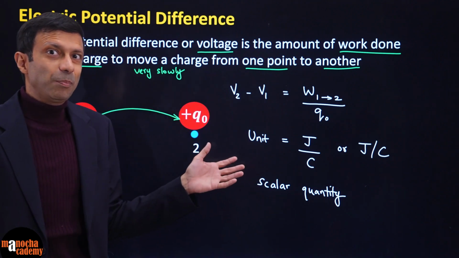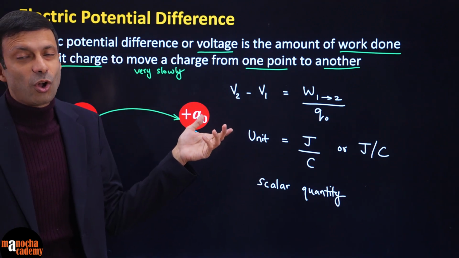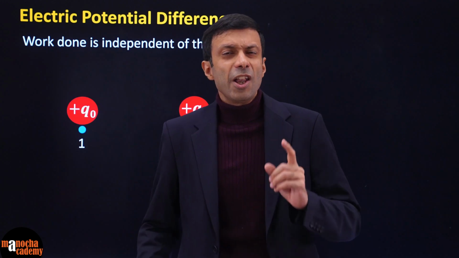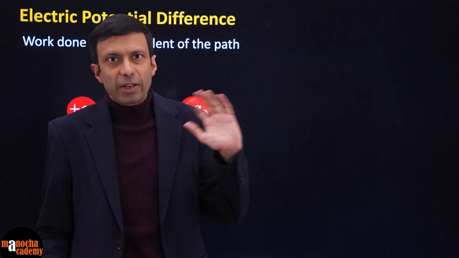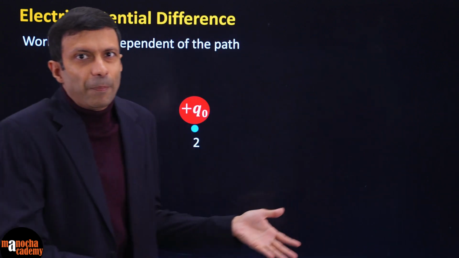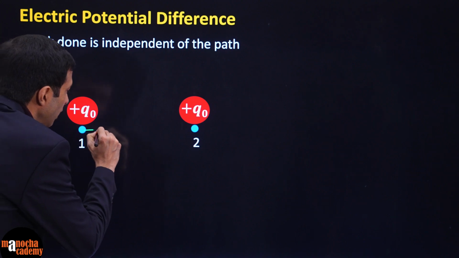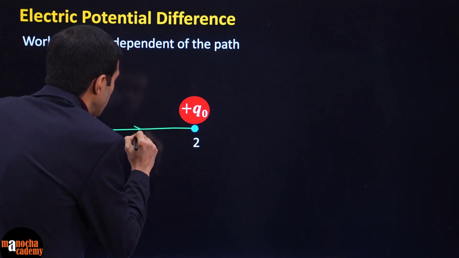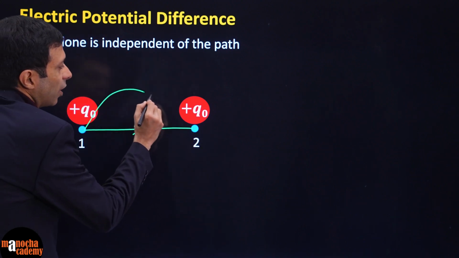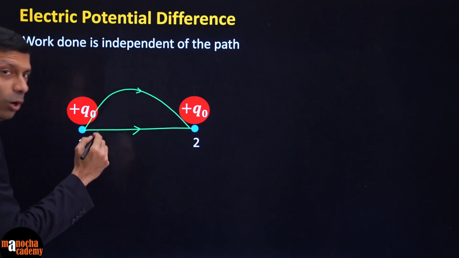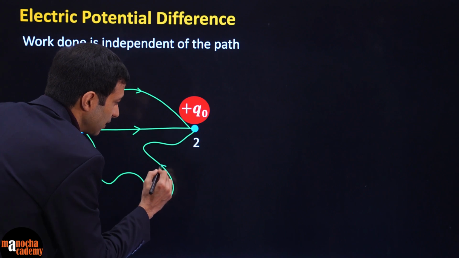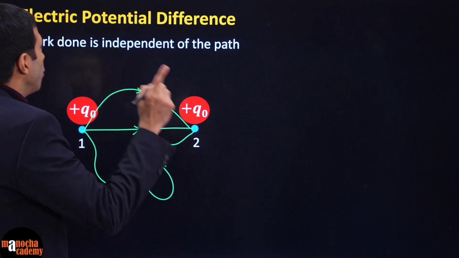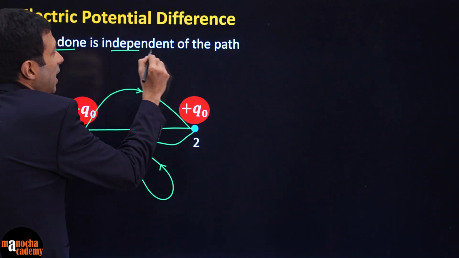So note down all these important things and the definition of electric potential difference. Now one thing you might have noticed is that when we were defining electric potential difference, we did not specify how we are moving the body from 1 to 2. So we didn't specify the path. It doesn't matter whether you move it in a straight line like this, or in a curved fashion, or some crazy path like this. It doesn't matter, because the work done is independent of the path.